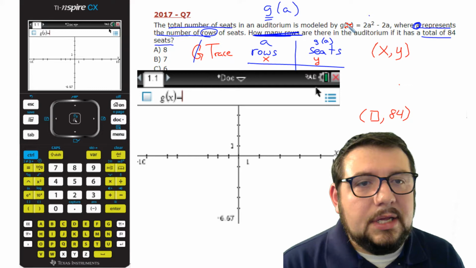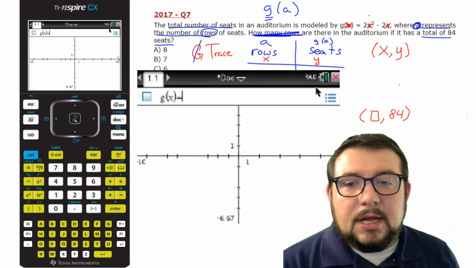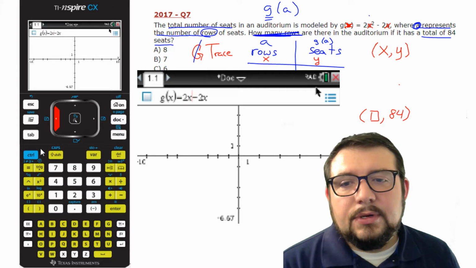So basically, I'm going to go inside the calculator and copy the equation that I see in the problem. 2x minus 2x. Oh, I forgot to put the exponent squared. There we go. Okay, so now we have the whole equation copied in there. And I'm going to press enter. And now here I have the graph.